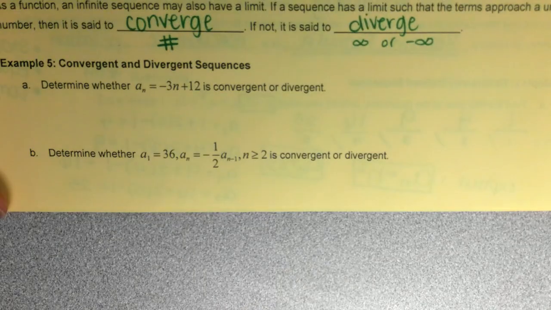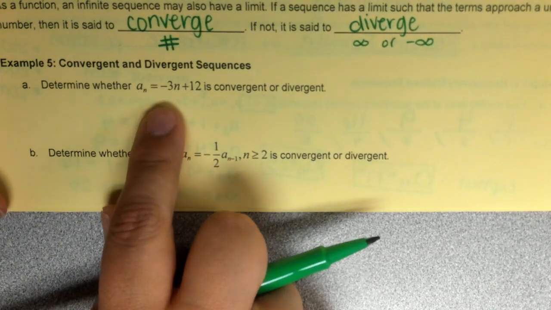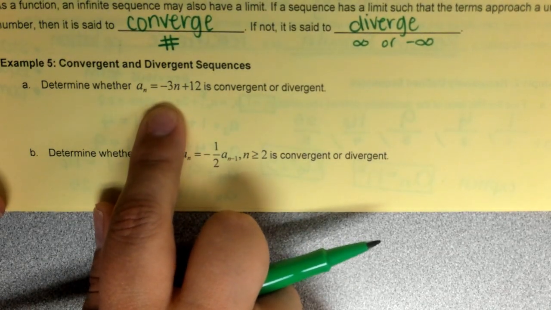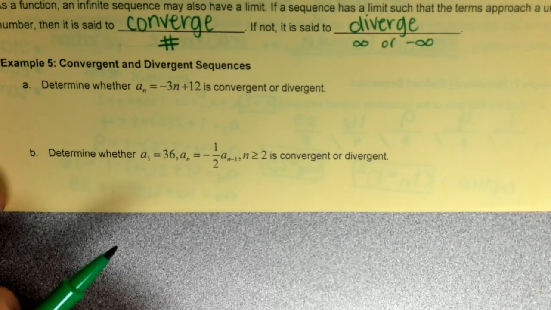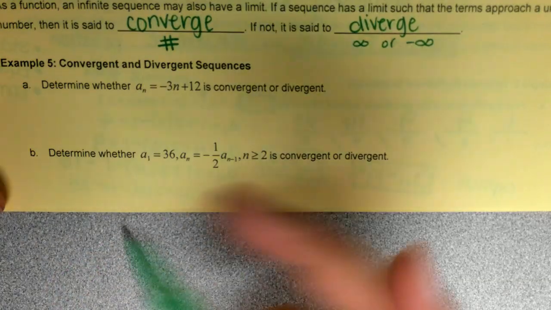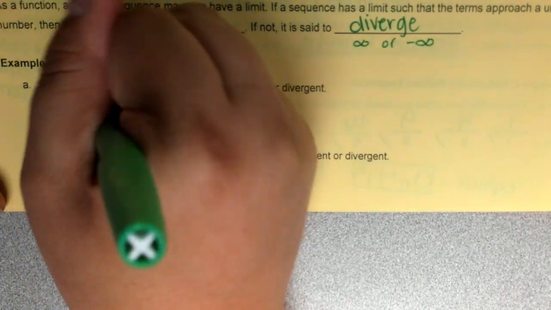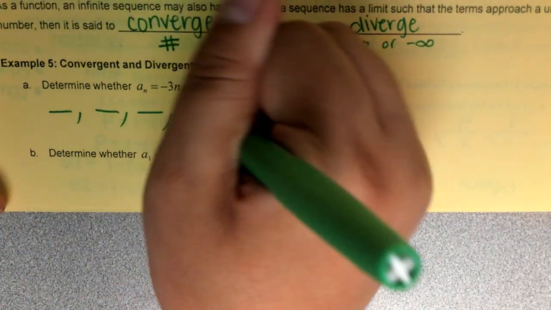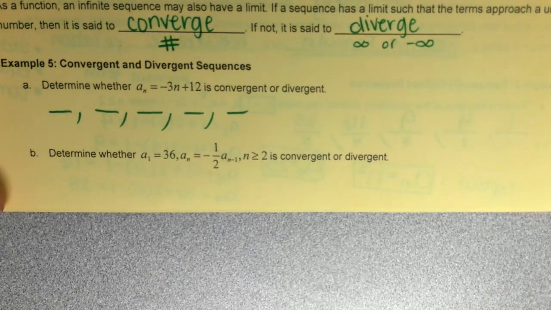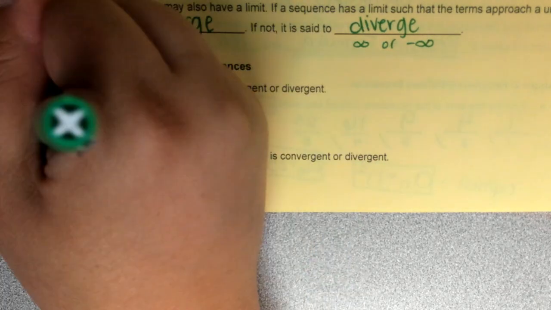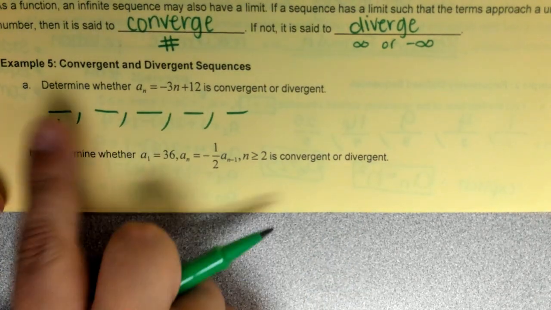So, determine whether A of n equals negative 3n plus 12 is convergent or divergent. All you've got to do is write out the sequence to figure out what it's doing. So I'm going to do 5. You could do 10. You could do 3, but that isn't really helpful, so we're going to do 5. Let's plug in our n's.